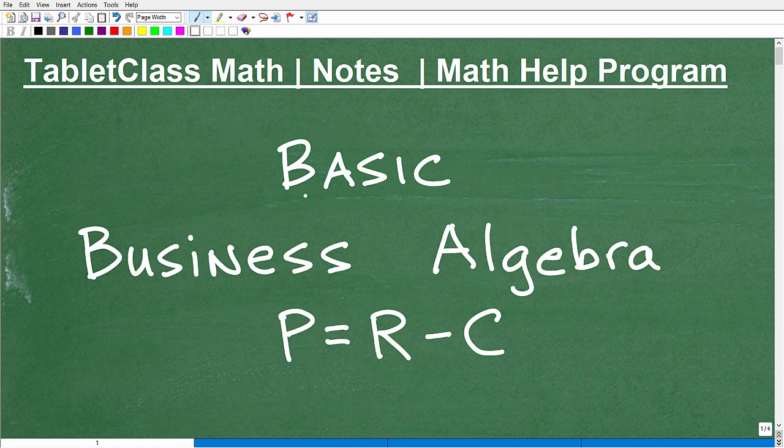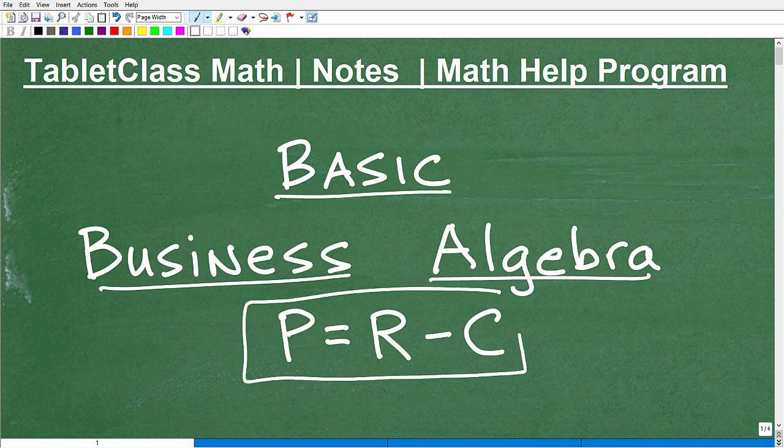Okay, let's talk about basic business algebra. And probably one of the most basic formulas there is in business is this one right here. And if you don't know what this stands for, I'll go ahead and tell you now. This is the profit. Okay, profit is equal to revenue minus cost.